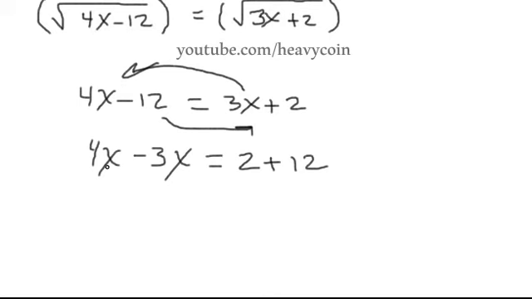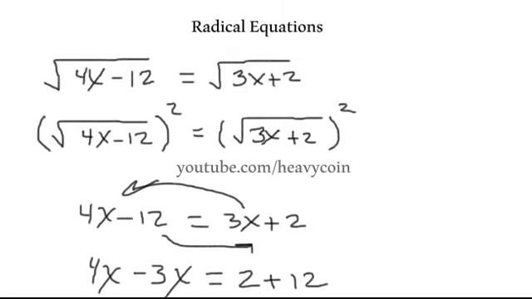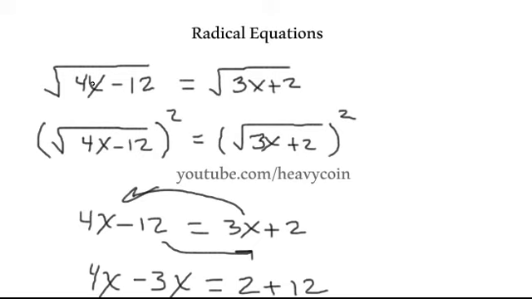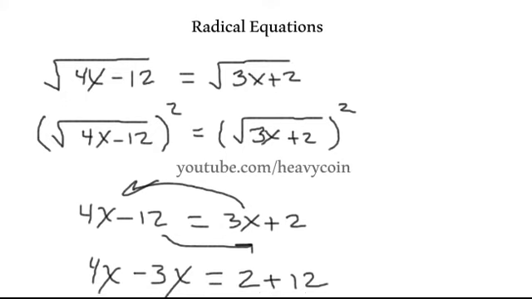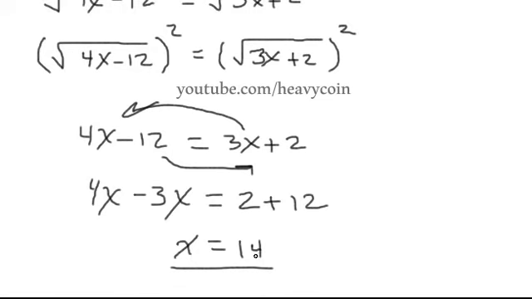And let's see what happens here. 4x minus 3x is x, and this just becomes 14. So 14 is our solution. So once again, you want to go up here, plug it in the left hand side. I think it comes down to the square root of 44, and then the right hand side comes down to the square root of 44. So we know that 14 is a solution, and it's the only solution actually.